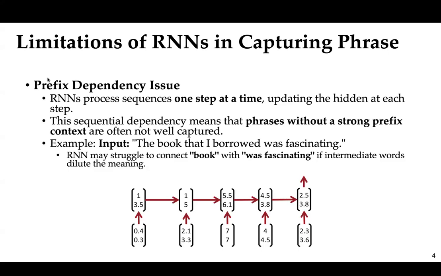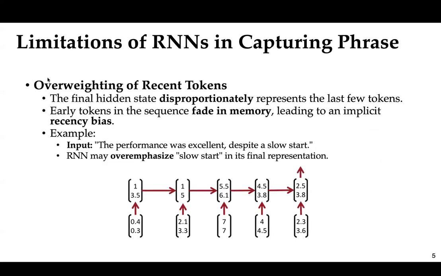And so this is what we have. RNNs process sequences one step at a time, so this is the prefix. This one is the overhead of the recent tokens. So the final hidden state is going to be disproportionately represented by the last few tokens. And so early tokens in the sequence fade in memory, leading to an implicit recency bias. And this is just in general, without any other problems we have with RNNs.